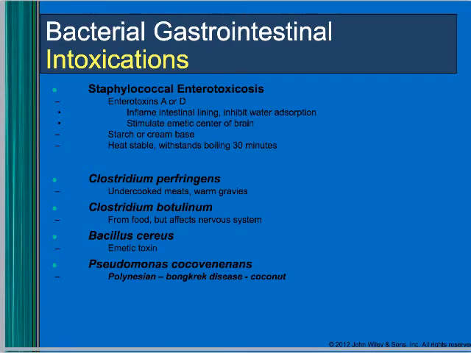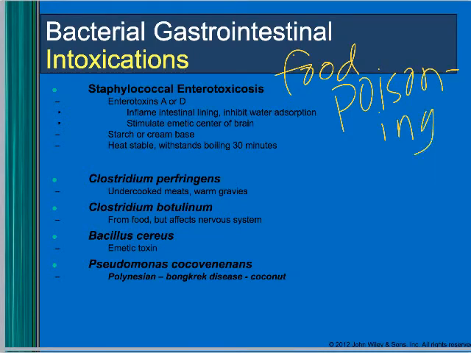Okay, now intoxications, this is like food poisoning, or it is food poisoning. So basically the organisms are in there and they're producing toxins, and the toxins are what's making you sick. So Staphylococcus aureus, those are definitely a big source of food poisoning. Okay, so they make enterotoxins A or D, and that inflames the intestinal lining, inhibits water reabsorption, right? And then it stimulates the emetic center, so you throw up and you have diarrhea.